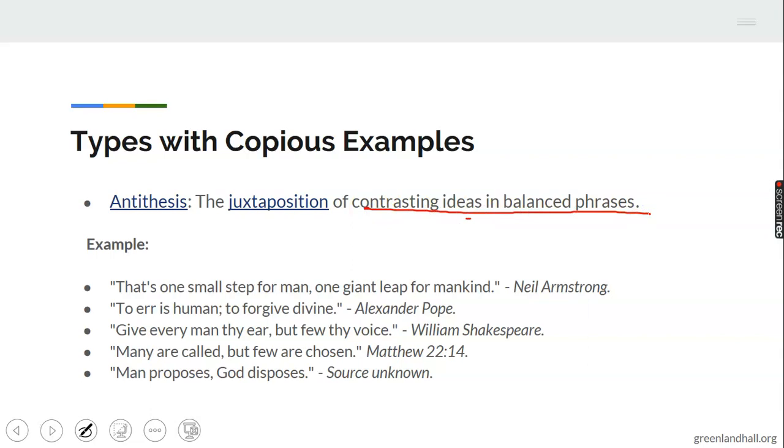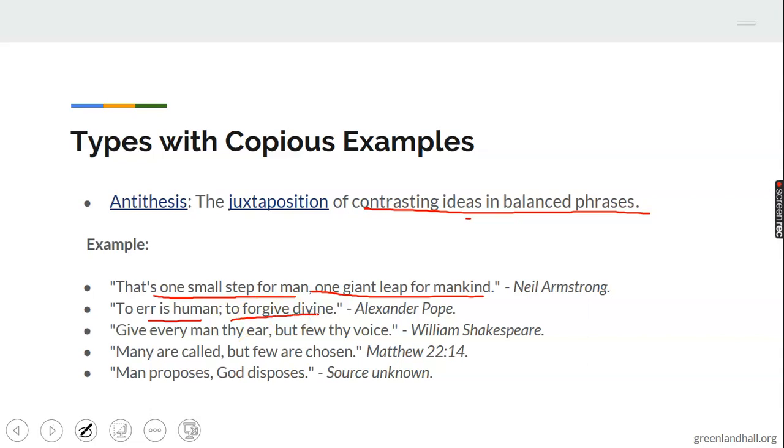When you say, that is one small step for mankind, one giant leap for mankind, you are comparing the two ideas. One small step, one giant leap. To err is human, to forgive is divine. You're stating the two sides of the case and you are balancing them.